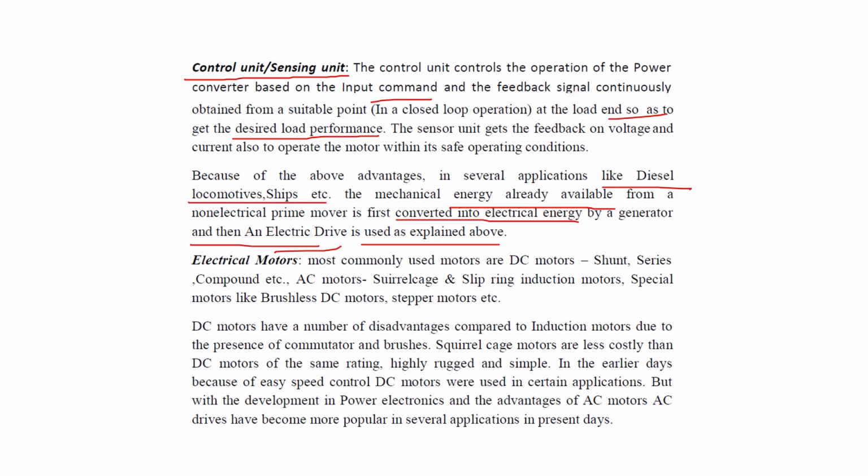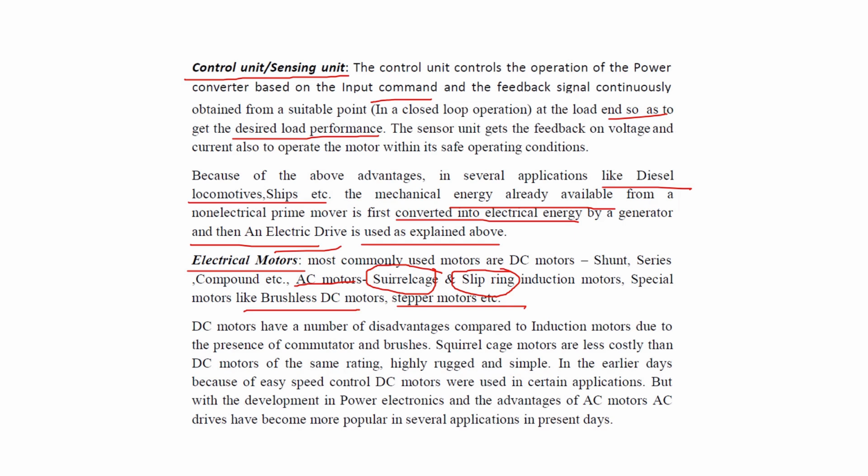We have seen the electrical motors. So what about the electrical motor? Basically, there are DC motors, which are shunt motor, series motor, as well as compound motor. Whenever we use an AC motor, it is basically the induction motor. There are two types of induction motor: one is the squirrel cage induction motor, another is the slip ring induction motor. We have also seen the brushless DC motor, stepper motor, etc.